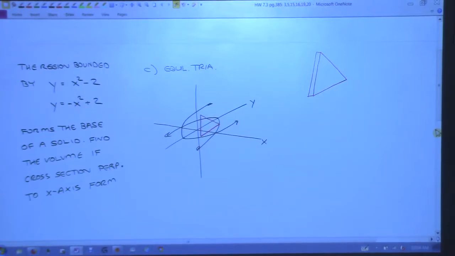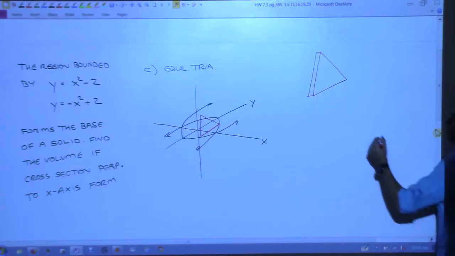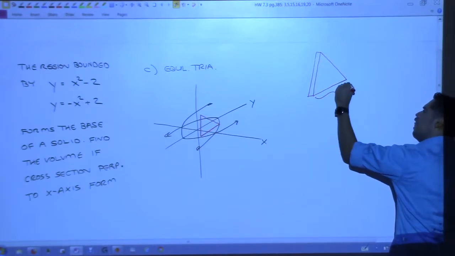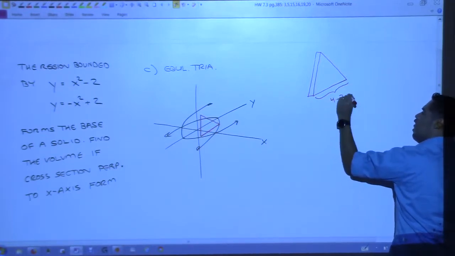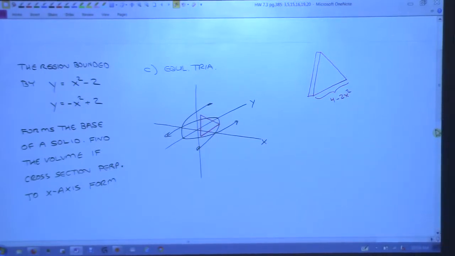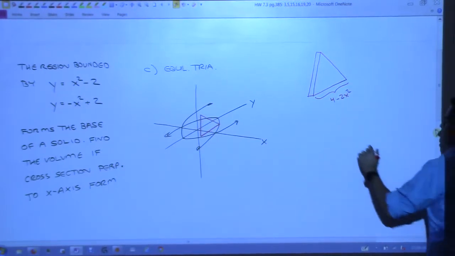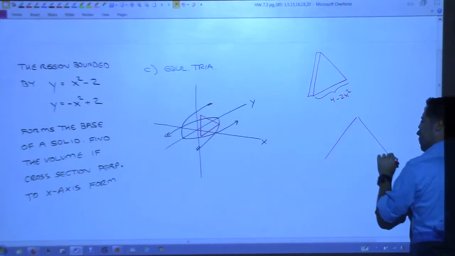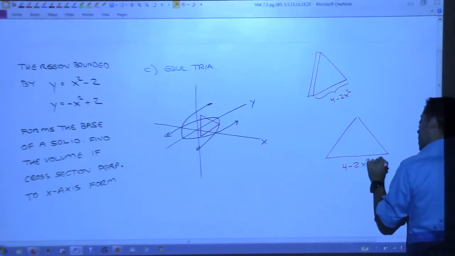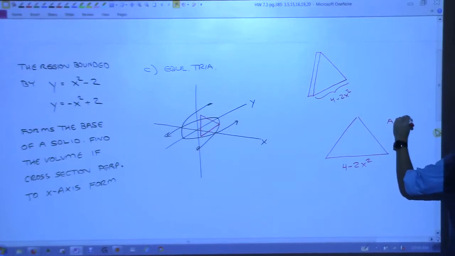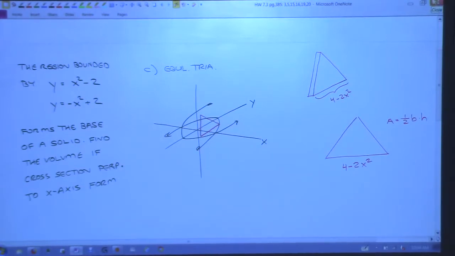1/2 base times height. We all agree with that? Now, do we know this right here? That's the base, right? So that's 4 minus 2x squared. That's what we had. So if I have this triangle, the base was 4 minus 2x squared, and the area of that is 1/2 base times height. Okay, what's the problem we run into with that formula?